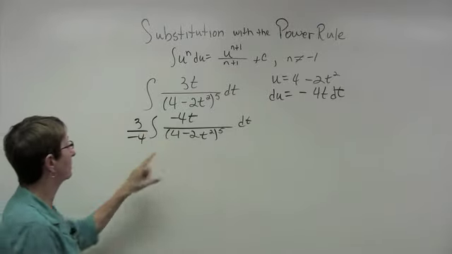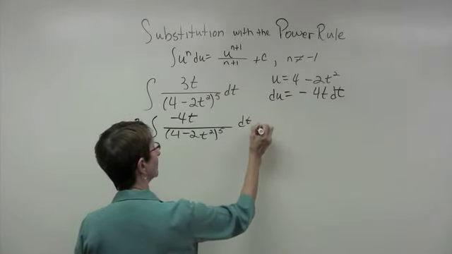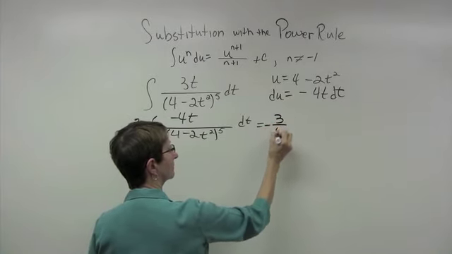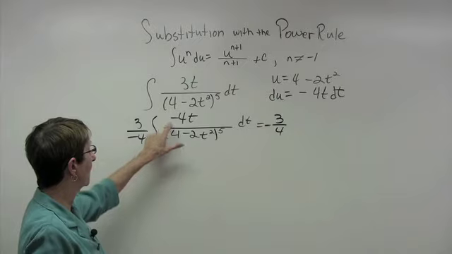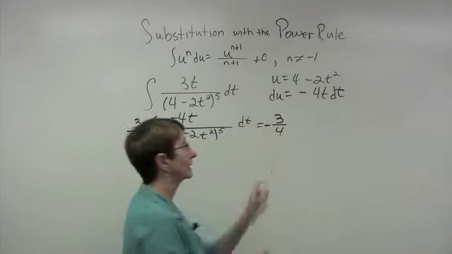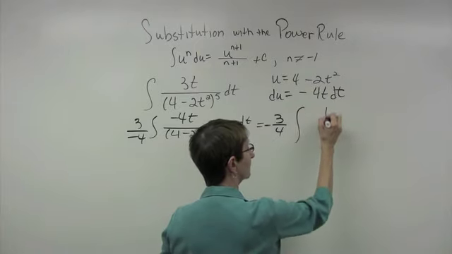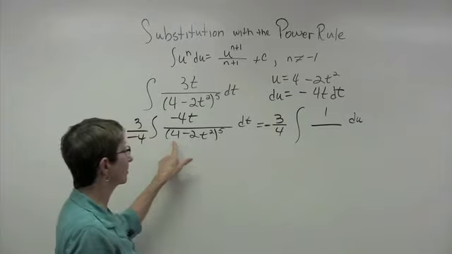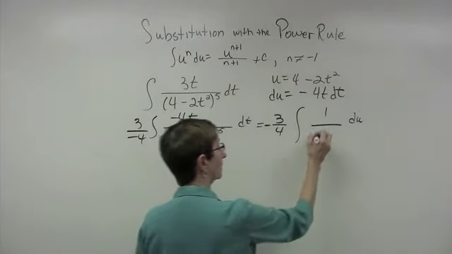And from this step, I can say, okay, keep the 3 over negative 4, or I'll make it negative 3 over 4. All of this top is the du. I'm going to put a 1 there and put my du off to the side. And under here is u to the 5th.